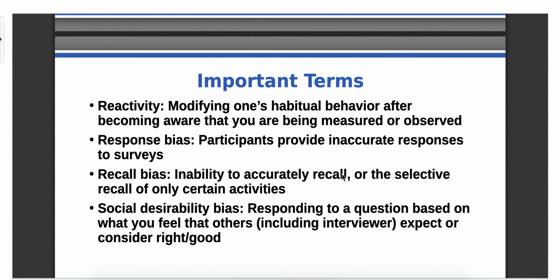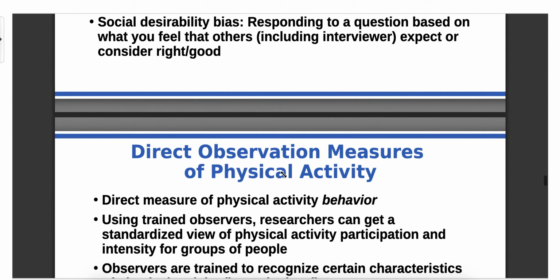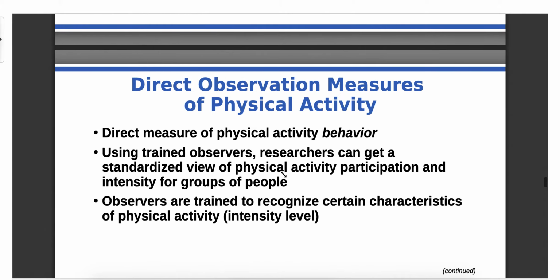And then social desirability bias, that's responding to a question based on what you feel others expect. So, did you exercise last week 3 times? If you think that I'm wanting a yes answer, you may say yes you did, even if you didn't. And so all of these are important when it comes to basically observational or survey types of measuring physical activity.